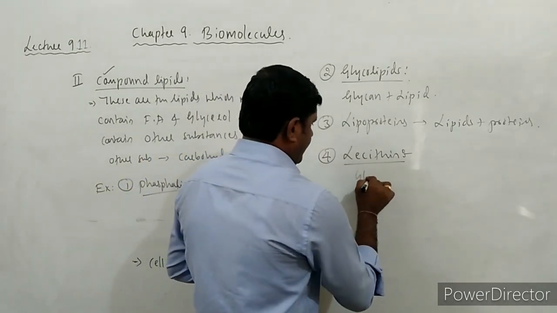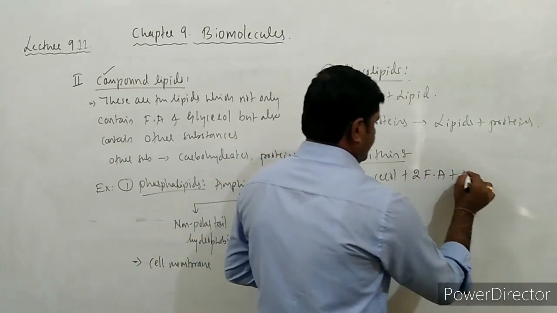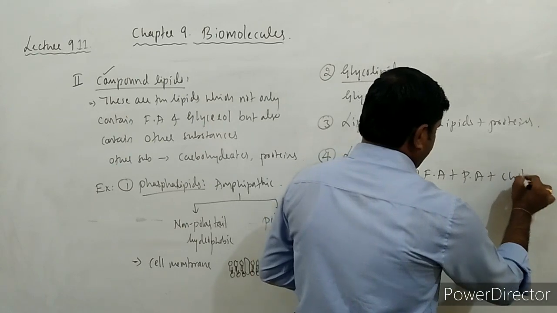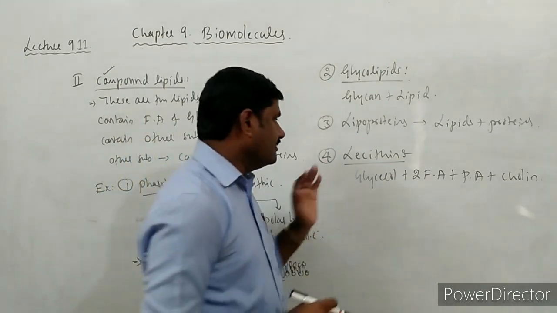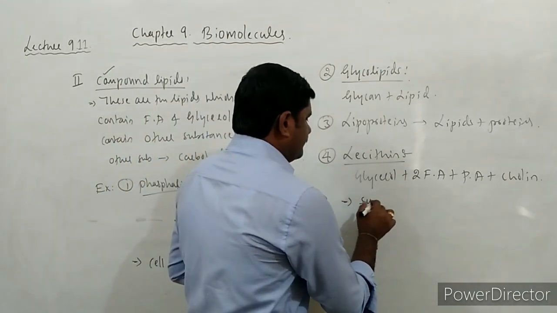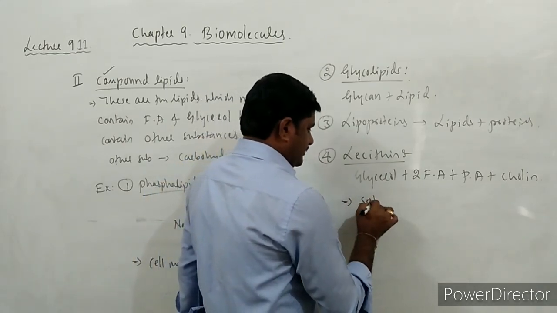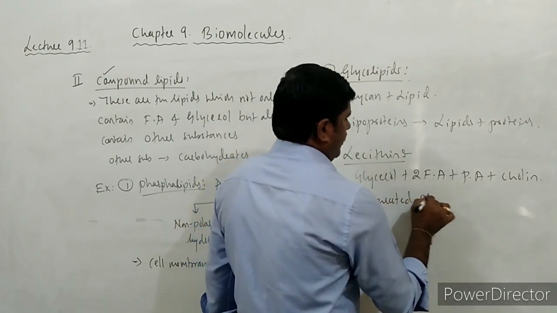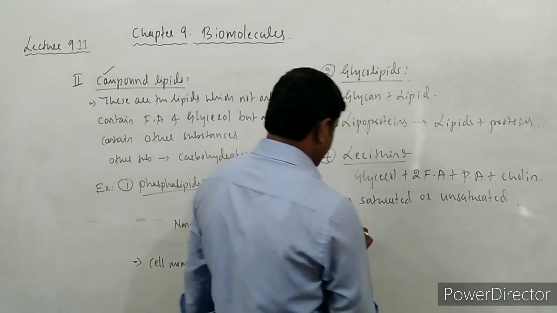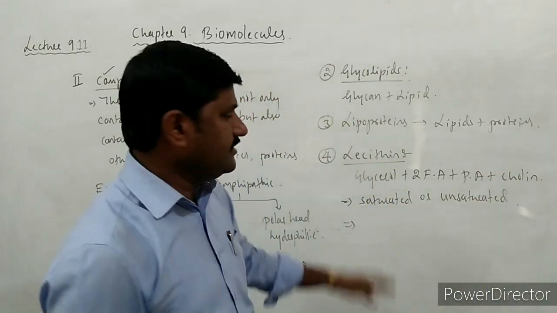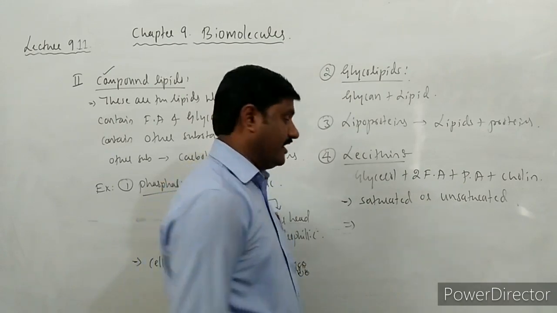See here, it contains glycerol plus two fatty acids plus phosphoric acid plus choline. Choline is also one of the neurotransmitters. So this lecithin may be saturated or it may be unsaturated. Alright. And this lecithin is available abundantly in some of the tissues of certain organs.